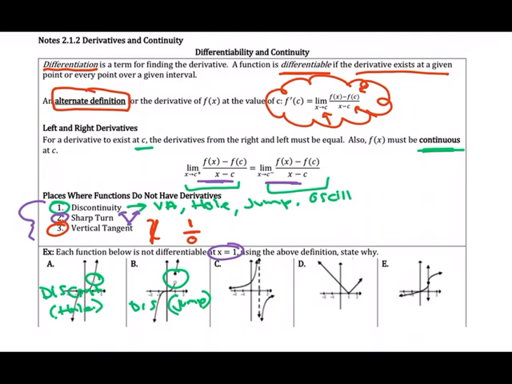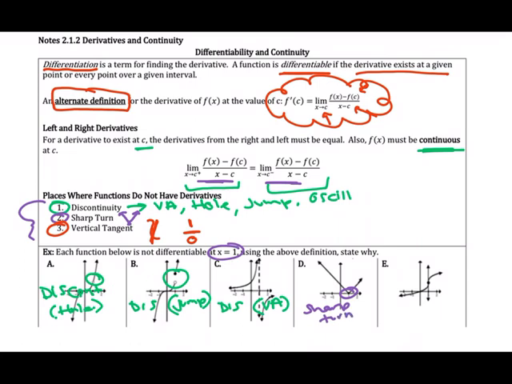For C, we have another discontinuity. We have a vertical asymptote. That's why at x equals 1, the graph in C would not be differentiable. D has a sharp turn at x equals 1. That's why it would not be differentiable.